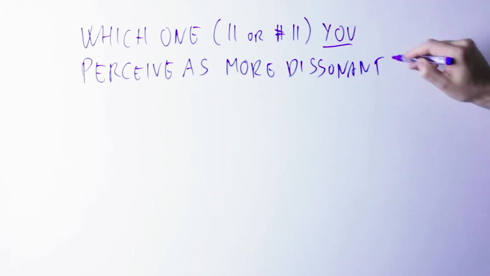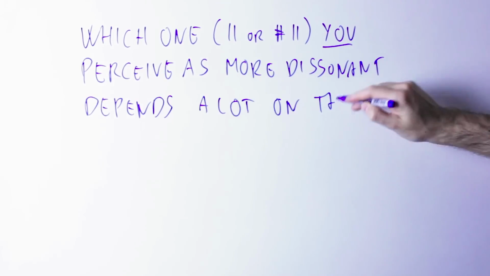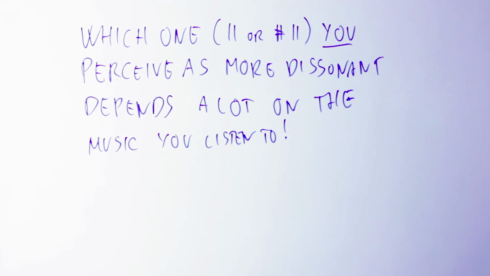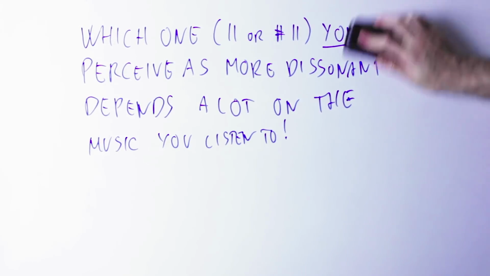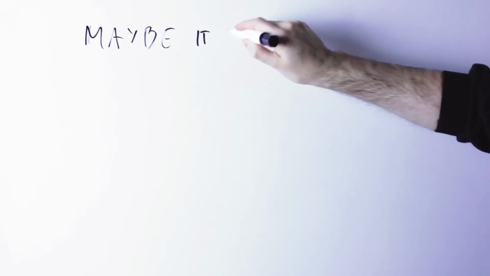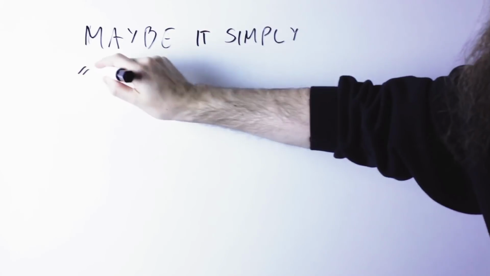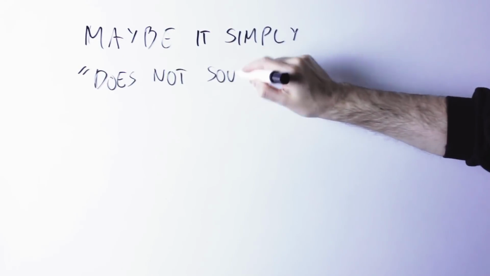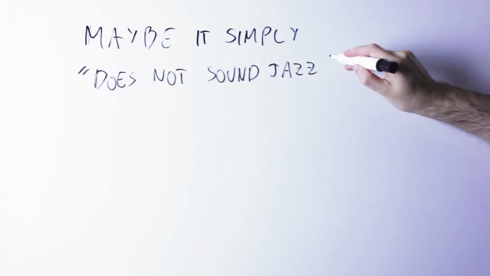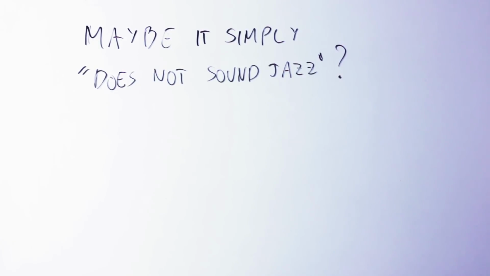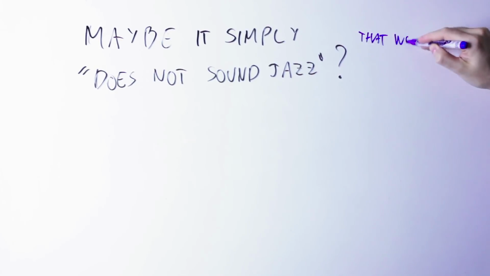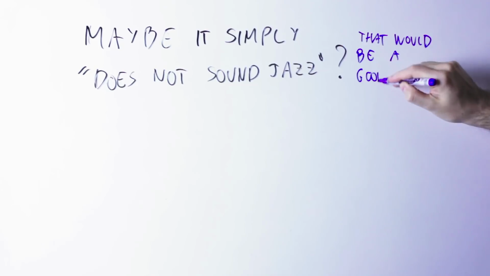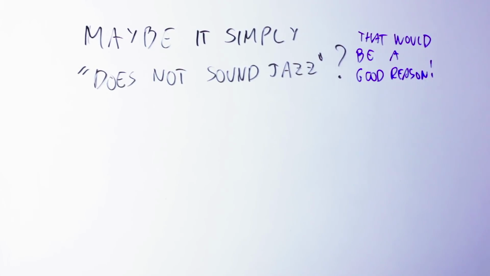Now, which one of the two you perceive as more dissonant actually depends a lot on the music you listen to. Another justification that has been given to not use the 11th is that it does not sound jazz. And honestly, I can get more behind this kind of reasoning. If you want to play something that sounds jazz, definitely the sharp 11 sounds more jazz than the natural 11th.